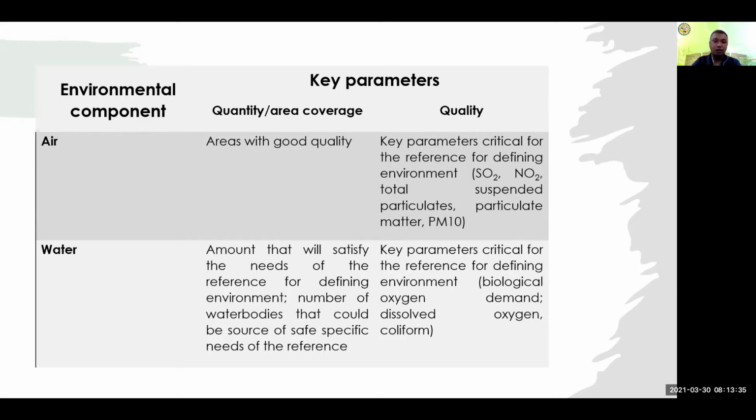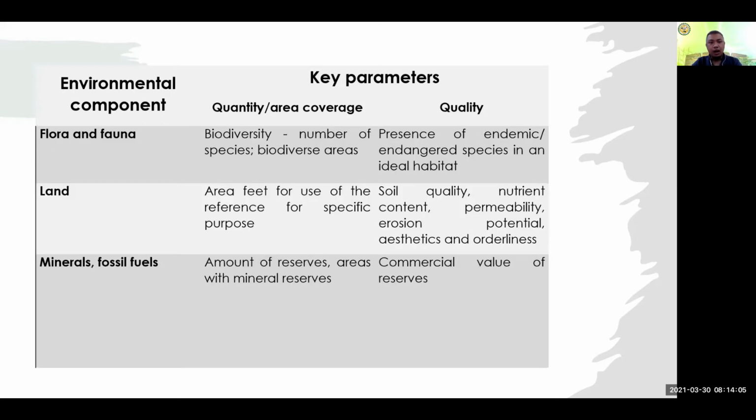Now, for water, another component of the environment, we'll be considering the amount that will satisfy the needs of the reference for defining environment. This also includes the number of water bodies that could be a source of safe water for specific needs of the reference. To identify the good quality of water, we also have key parameters in here. What are these? We have the biological oxygen demand, dissolved oxygen, and coliform. These are just some.